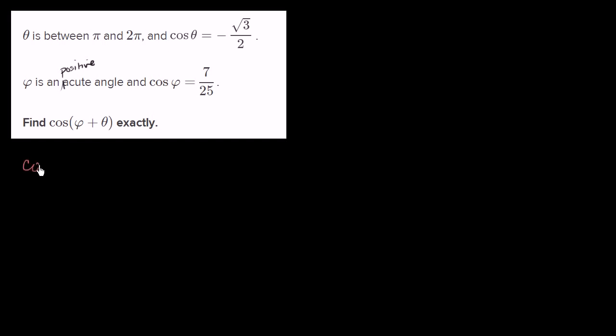It tells us that cosine of phi plus theta is equal to the product of the cosines of both of those angles, so cosine phi times cosine theta, minus, so if this is positive, this is going to be negative. If this was a negative, this would be a positive. Minus the product of the sines of both of these angles, so sine of phi times sine of theta.